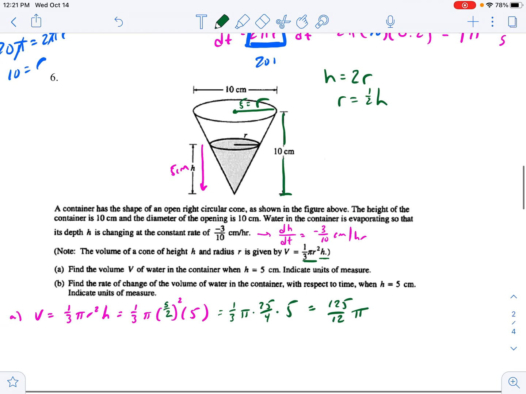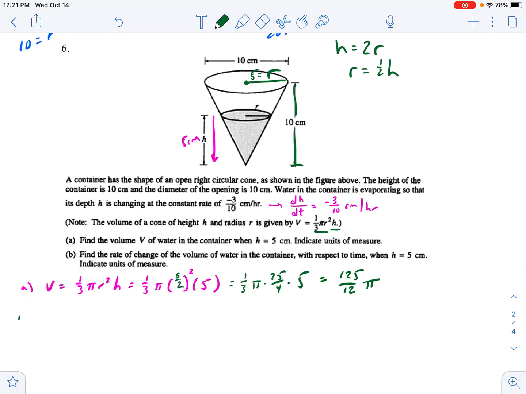Look, this problem is really all about dV/dt, the rate of change of volume, and we know what the change in h is. Let's manipulate the original volume formula to take into account what r equals in this cone. All right, so look, volume we know is 1/3 pi r squared h, but I am going to replace r with 1/2 h here.